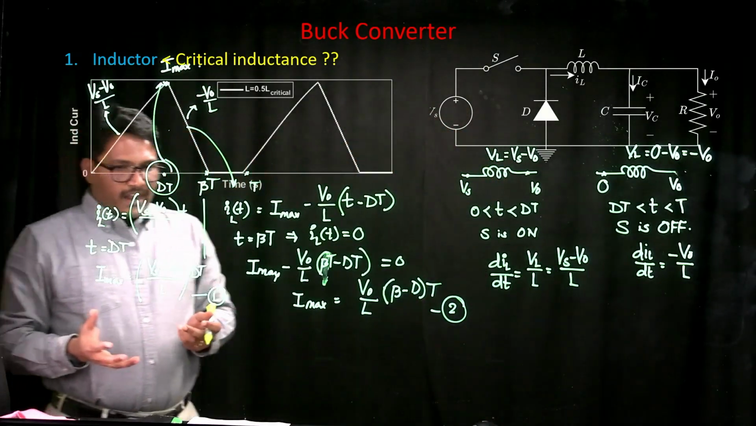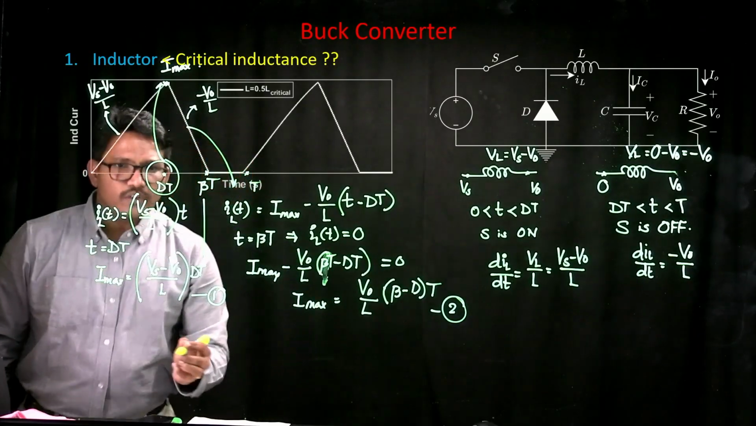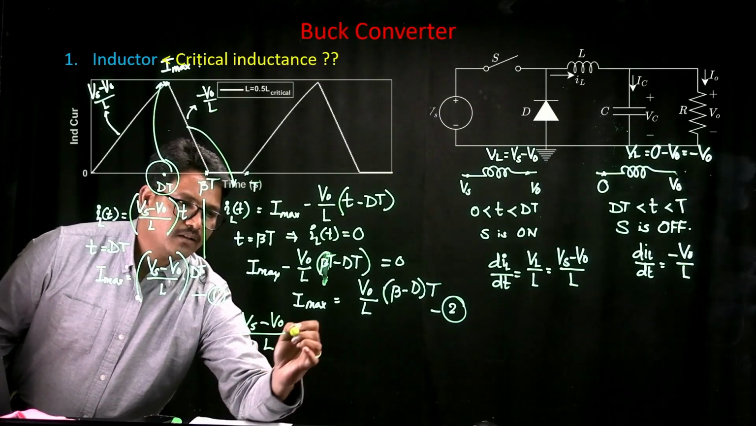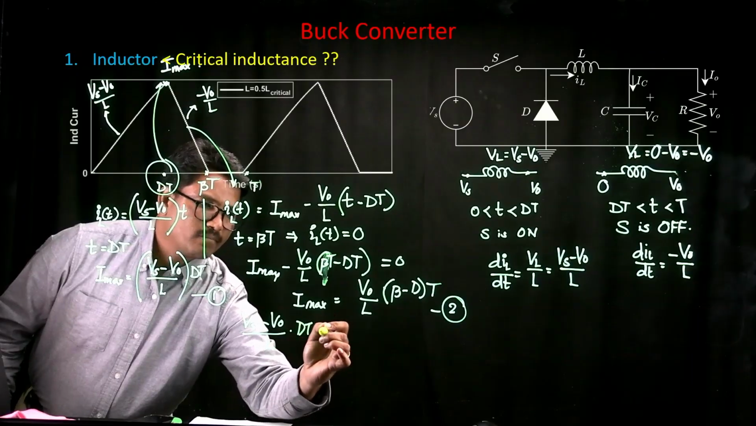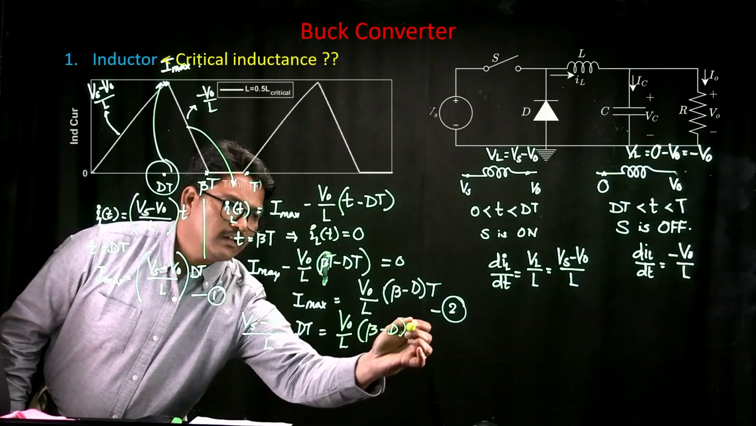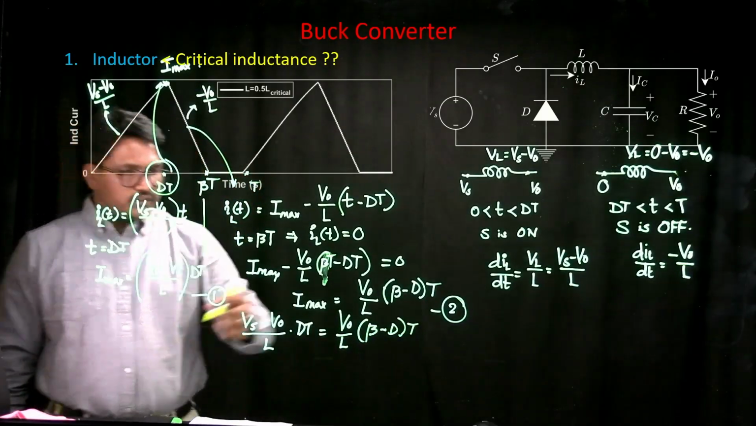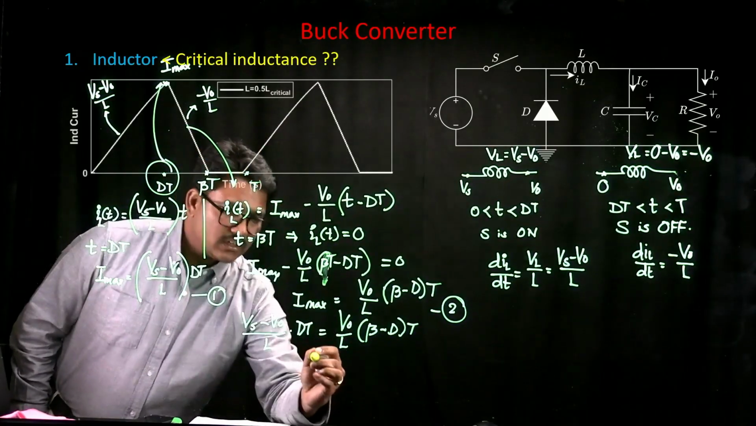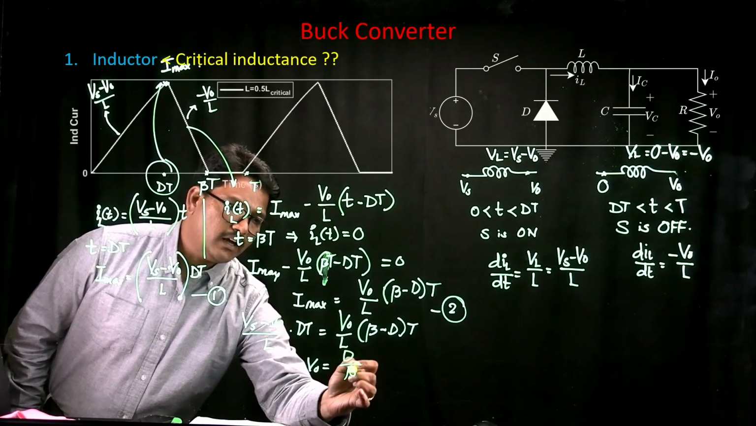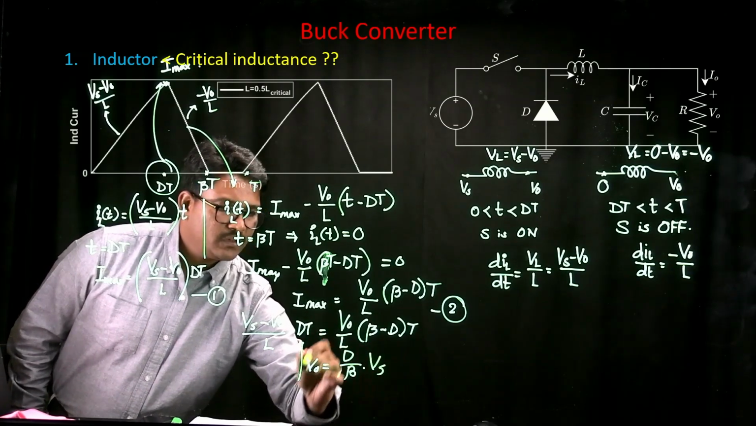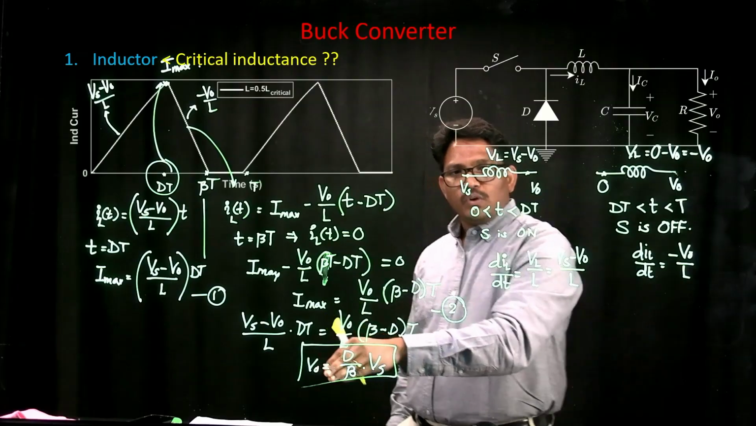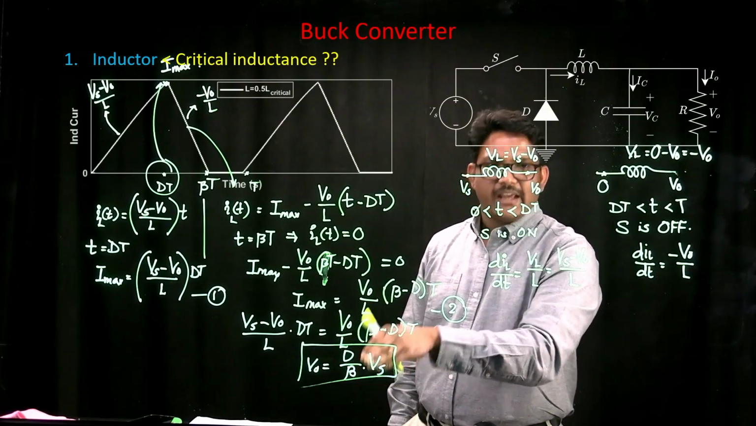So knowing that fact, if you equate these two, then you will be able to say that my (Vs minus V naught) upon L multiplied by dt is equal to V naught upon L (beta minus d) multiplied by t. So now if you solve this, you will be able to get an expression that V naught is d upon beta multiplied by Vs. This is what you get if you simplify that equation. So now what you get is your output voltage is d upon beta times Vs.